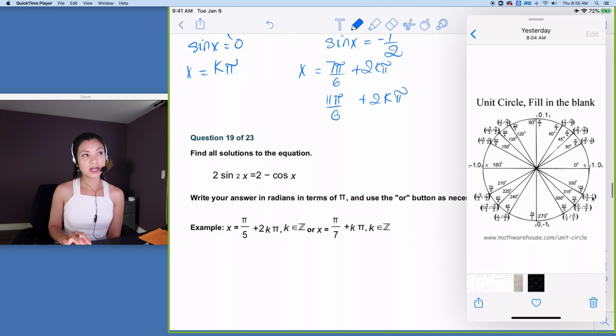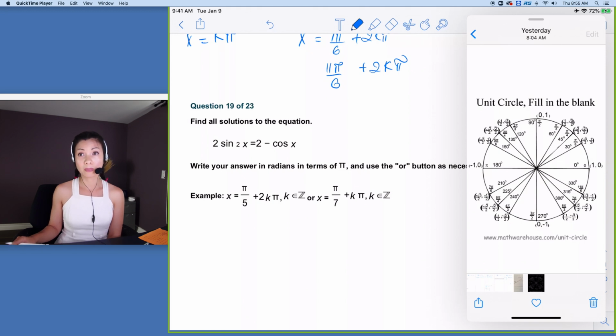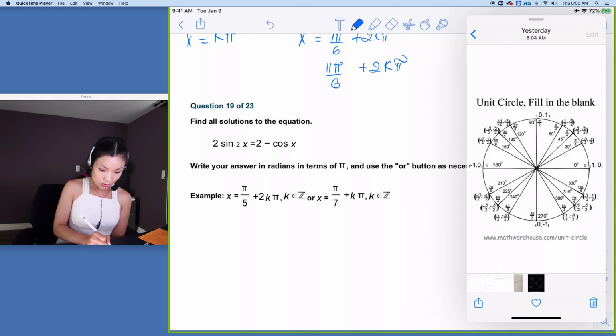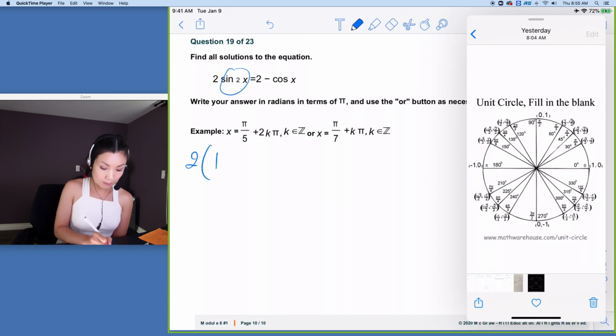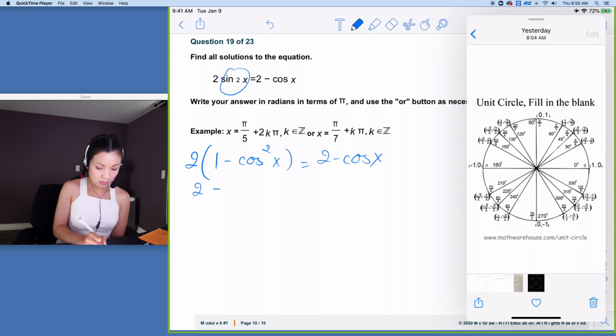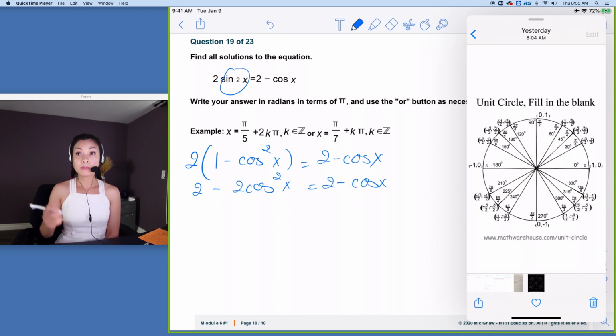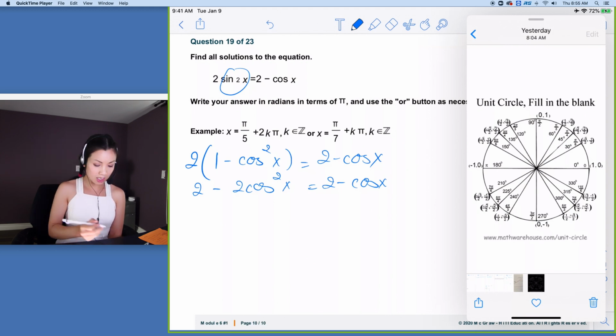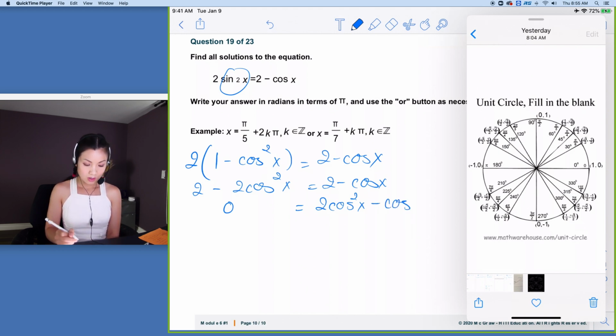Okay. Now, number 19, what we have is two functions, like I told you earlier. So we're going to have to change. So instead of writing sine square, I'm going to write 2 times 1 minus cosine square, equals 2 minus cosine of x. All right, simplify it. I get 2 minus 2 cosine square of x equals 2 minus cosine of x. I'm going to move everything to one side. I'm going to add the left to the right because I want to keep cosine positive. So if I add it over, I end up with 2 cosine square minus cosine of x. And then I have 2 minus 2, so it's just 0.